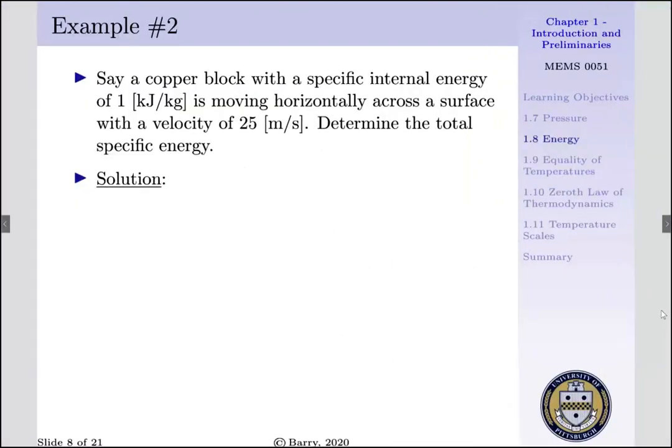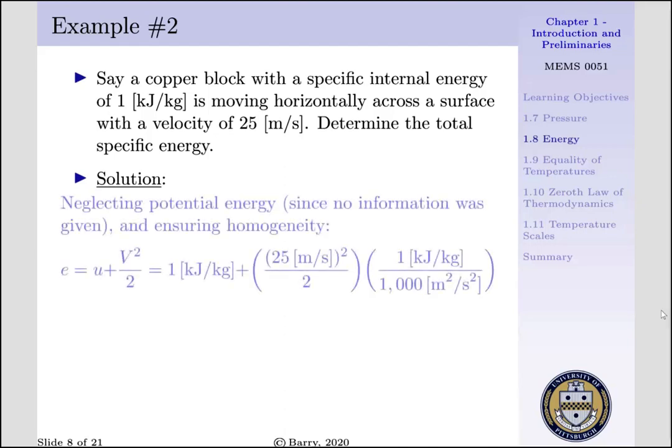Now let us look at a situation where we have a copper block that has a specific internal energy of 1 kilojoule per kg, and it is moving horizontally across the surface with a velocity of 25 meters per second. We want to determine our total specific energy. Neglecting potential energy, since no information was given about any reference elevation, our specific energy is equal to our specific internal energy, lowercase u, plus our specific kinetic energy, v squared per 2.